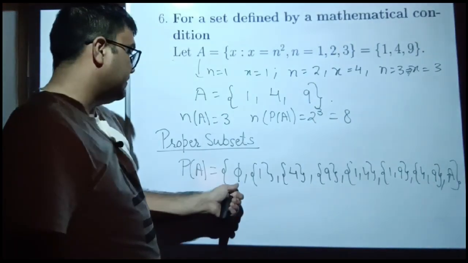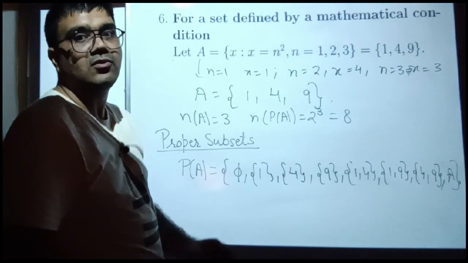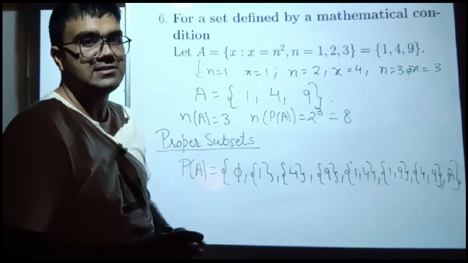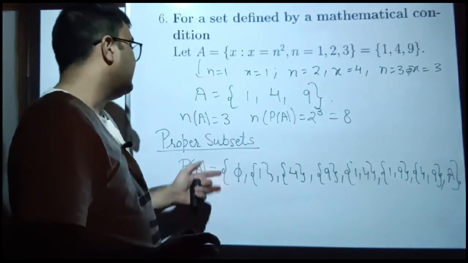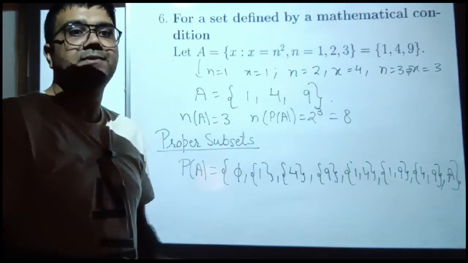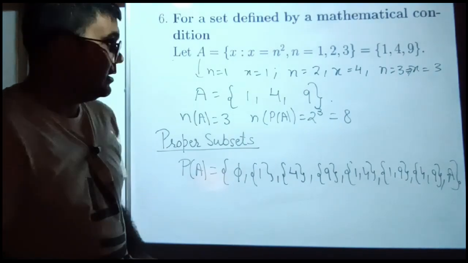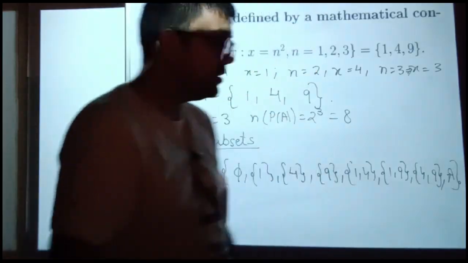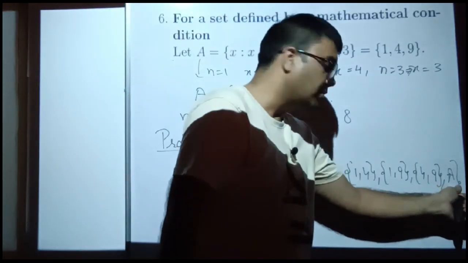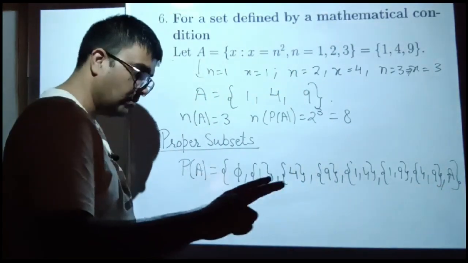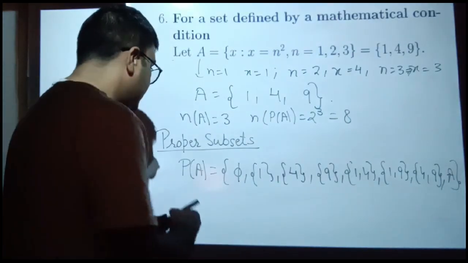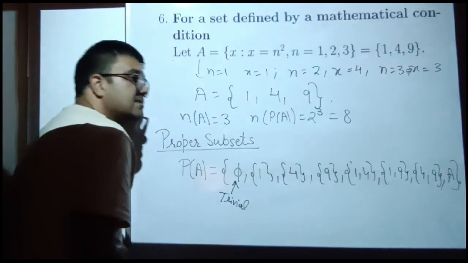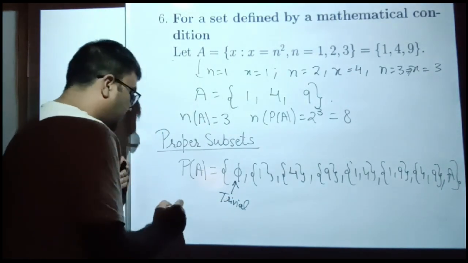Out of these sets, the set phi is called the trivial subset of this set. So in general, when we are talking about proper subsets, and this A, we already know that this is not a proper subset. I am talking about two different terms. Phi is called the trivial subset. What is the definition of proper subset?